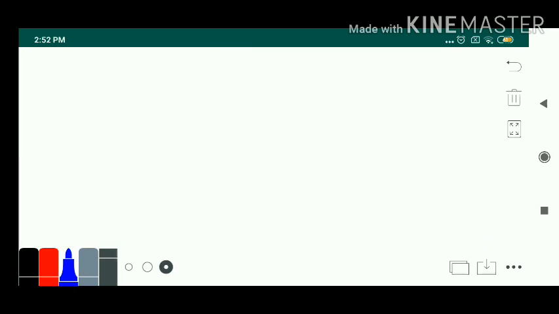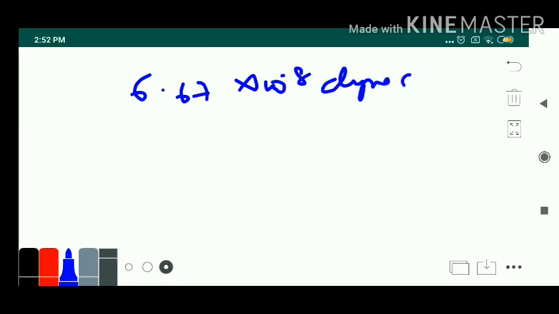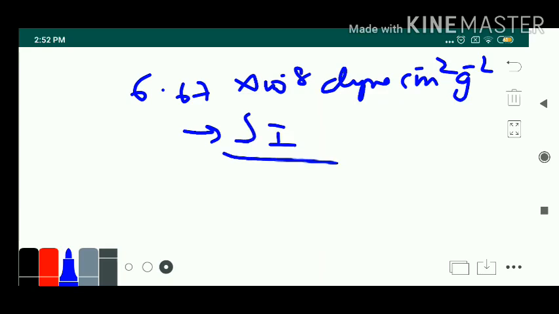You are asked 6.67 into 10 to power minus 8 dyne centimeter squared gram raised to minus 2. Right. You're asked to convert it into SI system. That is, what is the value in SI system.